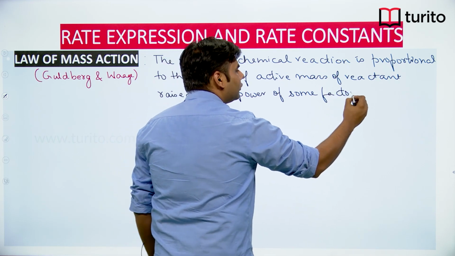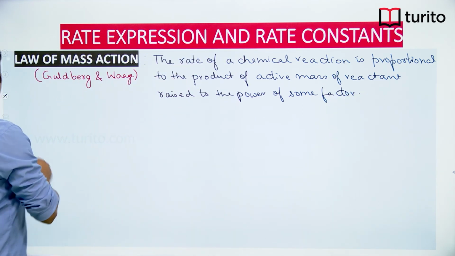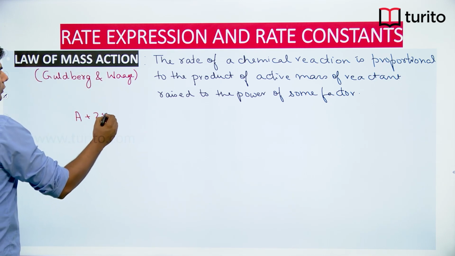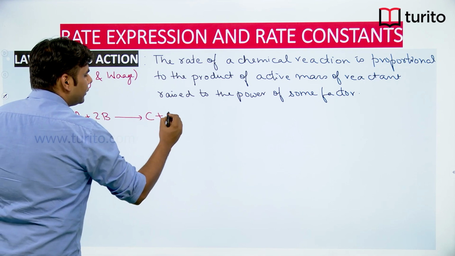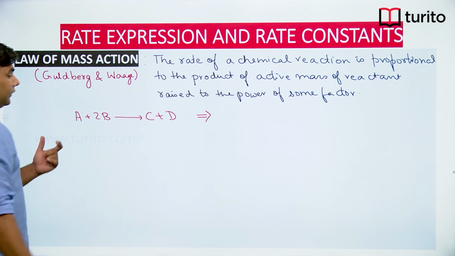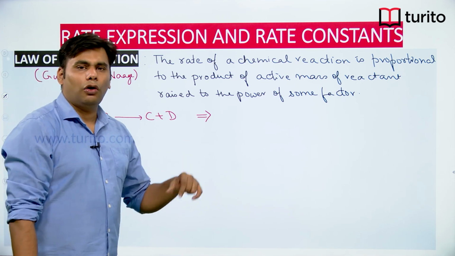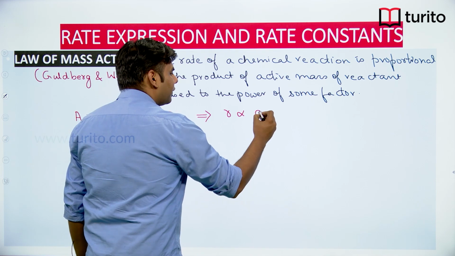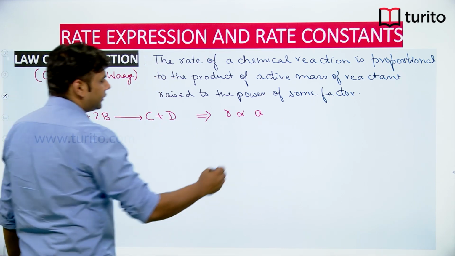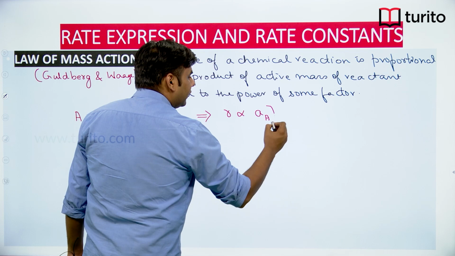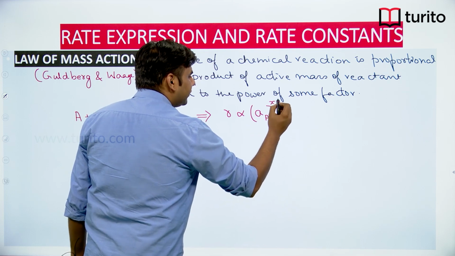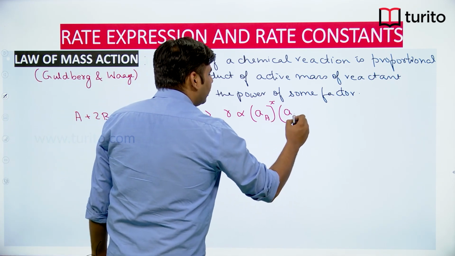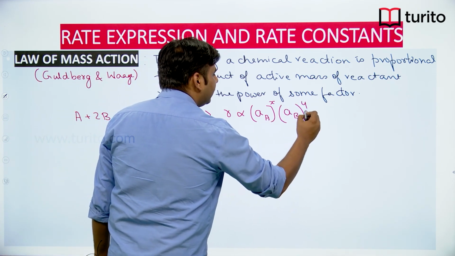Suppose we have been given a chemical reaction, something like this: A plus 2B changing into C plus D. We'll say that the rate of this chemical reaction will always be proportional to the active mass of the reactant. In this case, one reactant is A raised to the power of some factor, suppose this factor is X, into the active mass of the other reactant raised to the power of some factor Y.